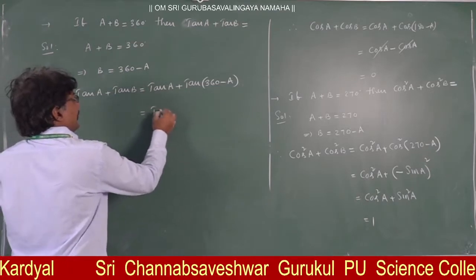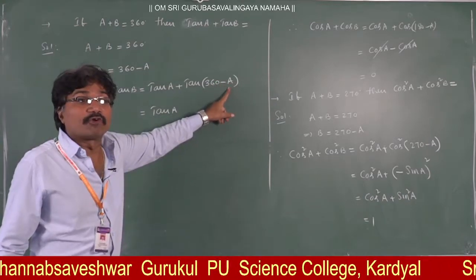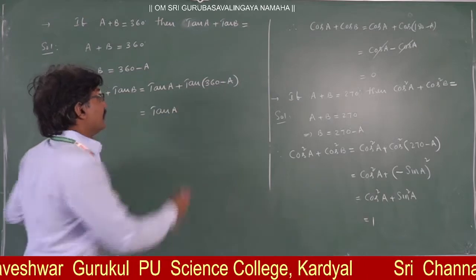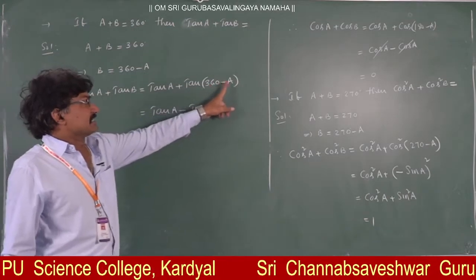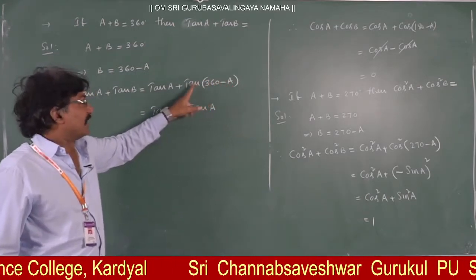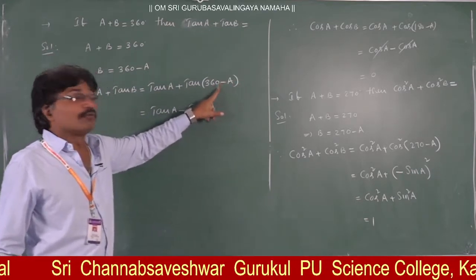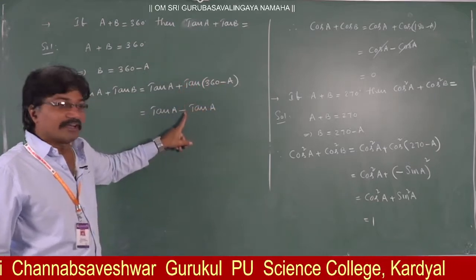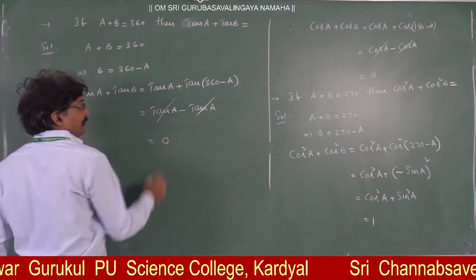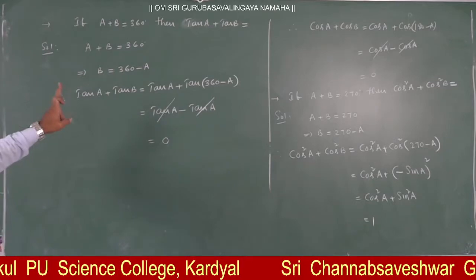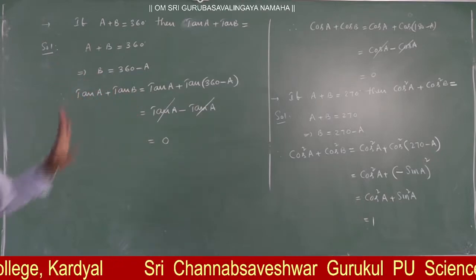That is equal to tan a plus tan of 360 minus theta. 360 minus theta belongs to the fourth quadrant. Fourth quadrant, tan negative. That is equal to minus tan a. For 360 minus theta or 360 plus theta, tan has no change. Tan as it is. Therefore, tan a gets cancelled, is equal to 0. Therefore, tan a plus tan b is equal to 0 when a plus b is equal to 360 degrees. This is the one concept.